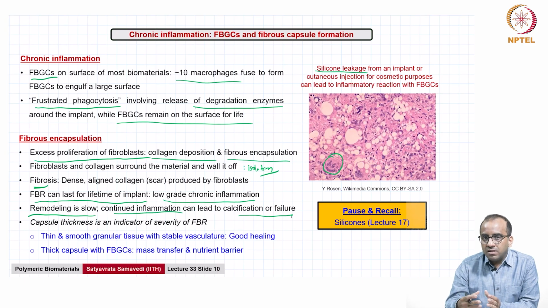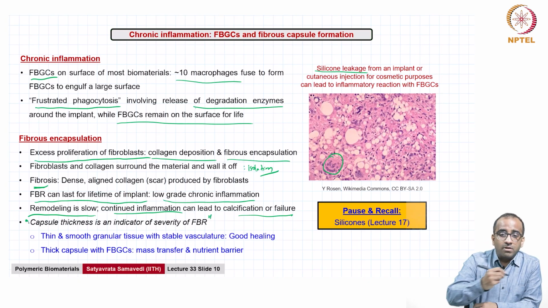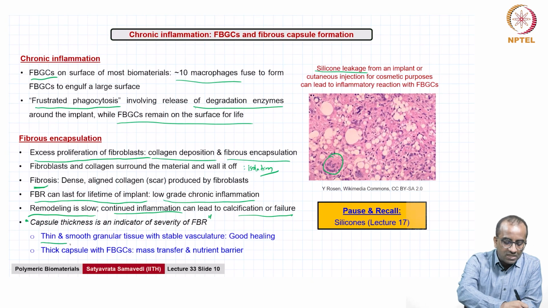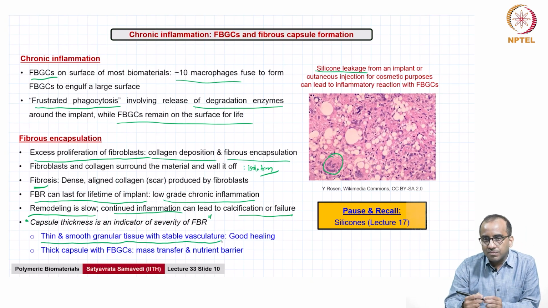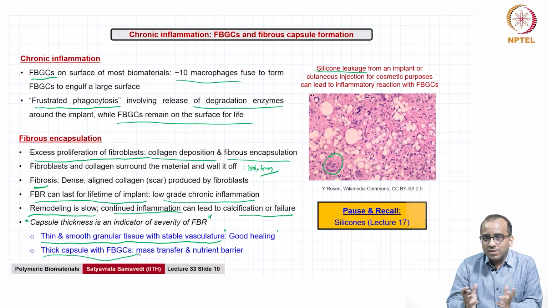And we say failure here, even the implant not being able to do its function. For example, if you're putting glucose sensors and you can't monitor them because of walling off, that is considered a failure. And as we've repeatedly said, FBR by itself is not problematic. It's the capsule thickness, one indicator of the severity of the FBR. So if you have thin and smooth granular tissue with stable vasculature, perhaps a few cells thick, then that's typically considered good healing. Whereas if you have a thick capsule with a lot of foreign body giant cell activity, maybe tens or hundreds of micron thick, then that's going to wall off and isolate the capsule.